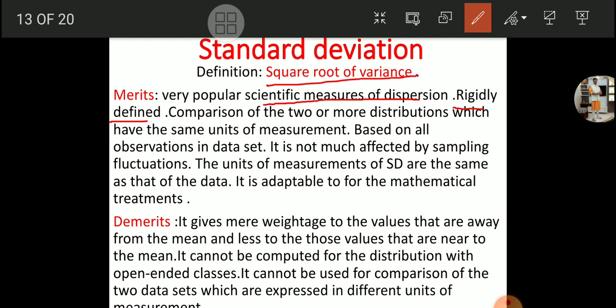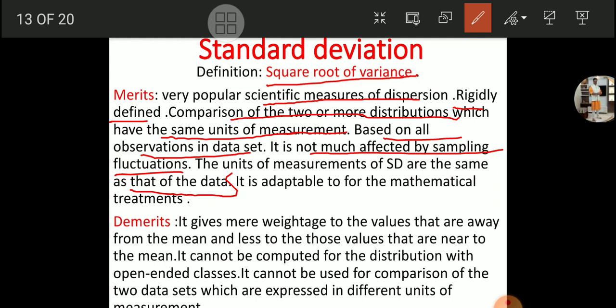Again, comparison of two or more distributions is possible with the help of calculating the standard deviation. It is based on all observations; all observations are considered to calculate the standard deviation of the provided set of observations. It is not much affected by sampling; although sampling fluctuations take place, standard deviation hardly changes. The unit of measurement of standard deviation is the same as that of the data.